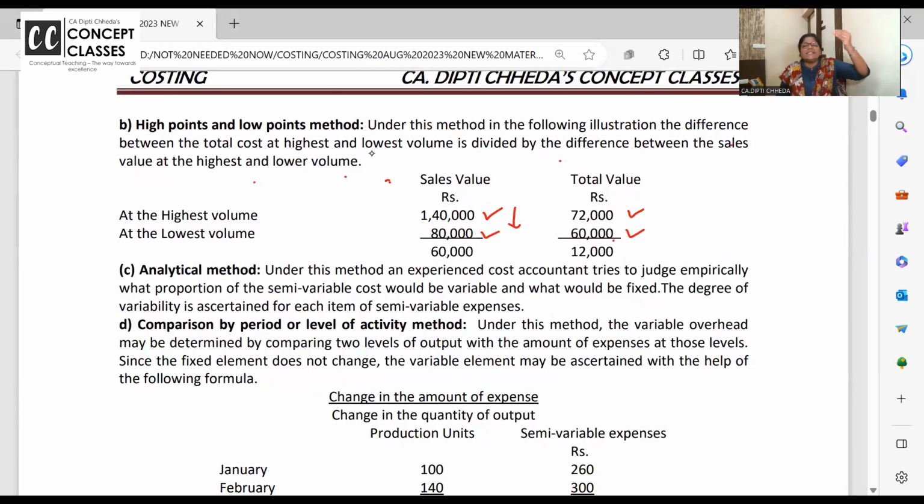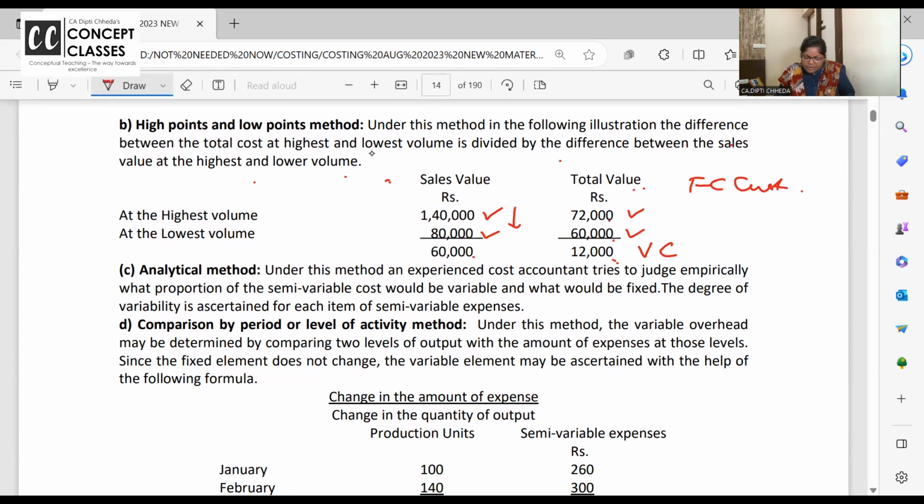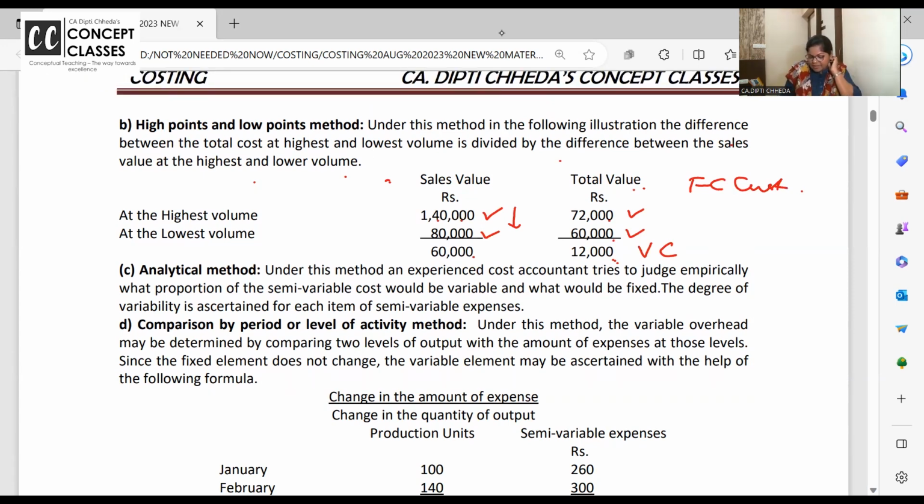So even if the sales is reducing and the total cost is reducing, fixed cost is constant, no? So what is reducing? Variable cost. Are you with me? Are you following? If sales is reducing and your total cost is reducing, what is the change in the cost? 12,000, because of the change in the sales. Is this because of the variable element? Because fixed cost is constant in total value, right? So can we segregate? Yes. This is just the question.